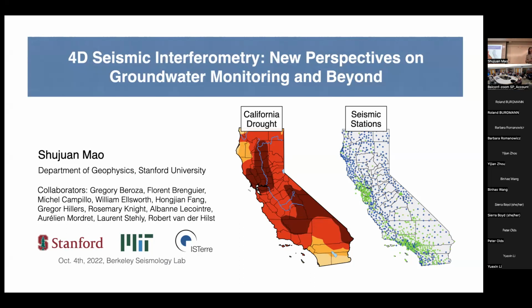That means my talk today will be focusing on one monitoring application about groundwater fluctuations in California. But this seismological approach I present here can also be applied to monitor many other time-varying processes in shallow subsurface. So the time scale of these processes are typically, say, a couple of days to a few decades. And the spatial scale I'm looking at is typically within meters to a few kilometers below the surface.